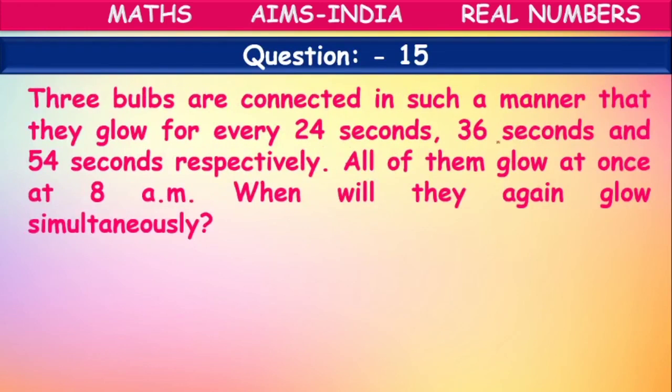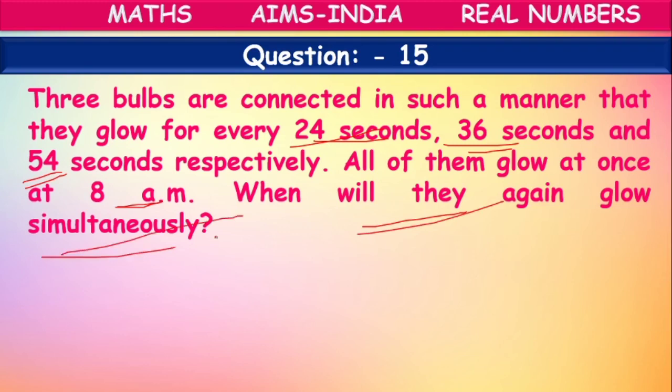Next. 3 bulbs are connected in such a manner that they glow every 24 seconds, 36 seconds, 54 seconds. All of them glow at once at 8 am. When will they again glow simultaneously? So here you may get confusion about when to find LCM or when to find HCF.